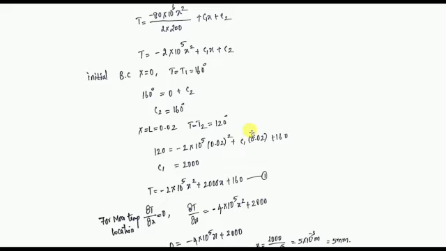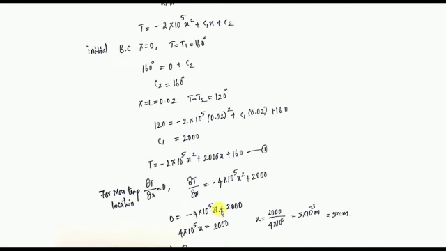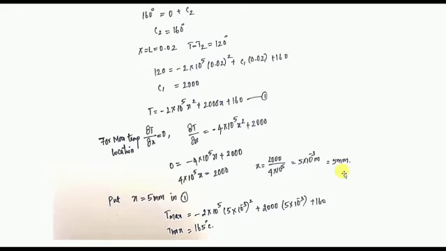In order to find out the maximum temperature location, the condition is that we differentiate the temperature profile with respect to x and set it to 0. That is, dou T by dou x is 0. Whatever x value we get is the location at which the temperature is maximum. So we got x equal to 5 mm.